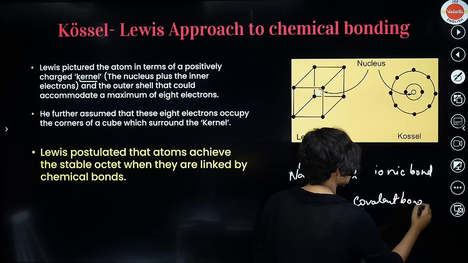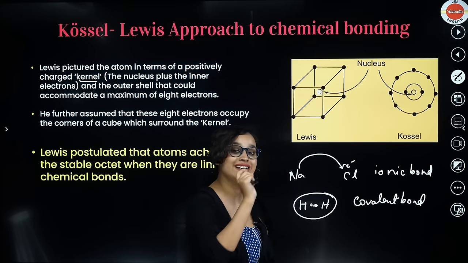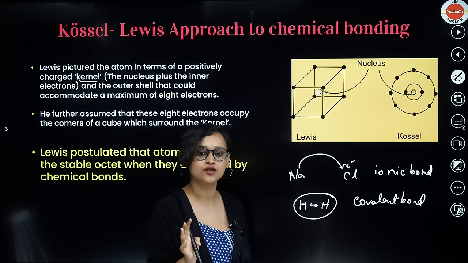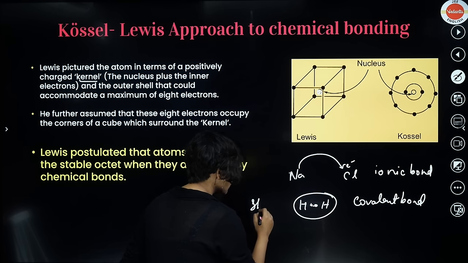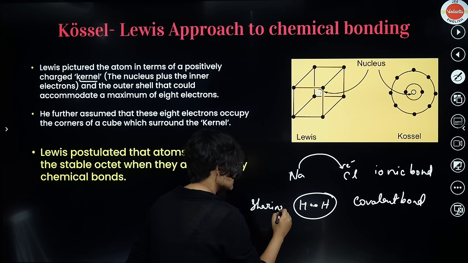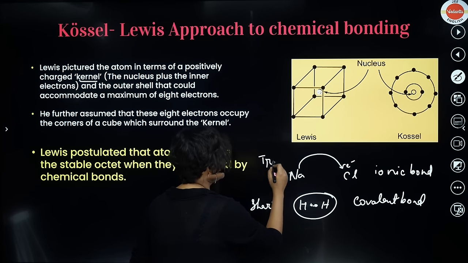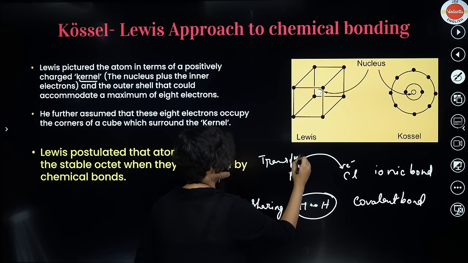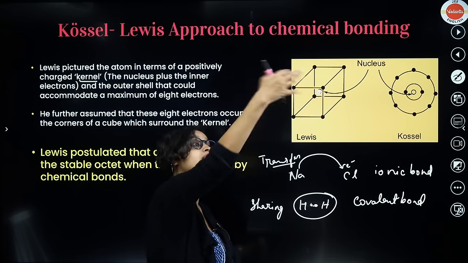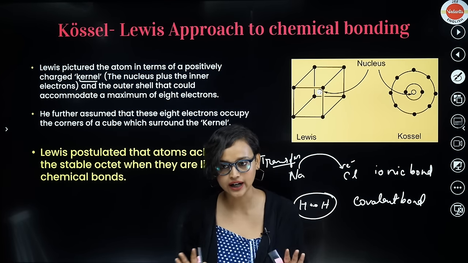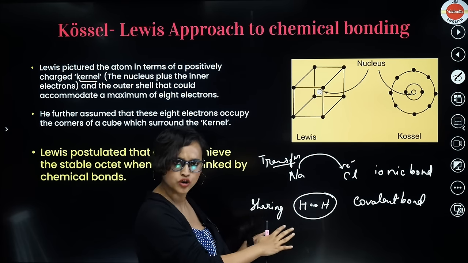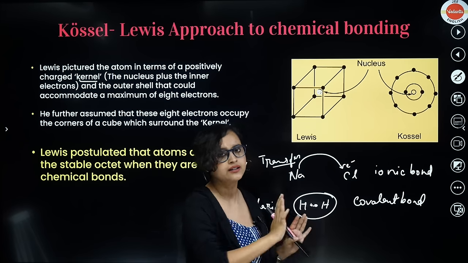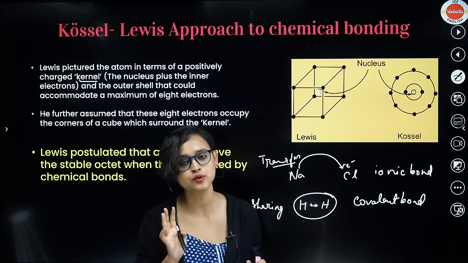So basically, ionic bond is transfer of electron. Covalent bond is sharing, okay? This is sharing, and this is a full-on transfer that happens here, like one electron is given away, right? Get it? So that's how the bond is forming. And because they have both attained their octet or the duplet, they are stable. Correct? That's what Lewis said.